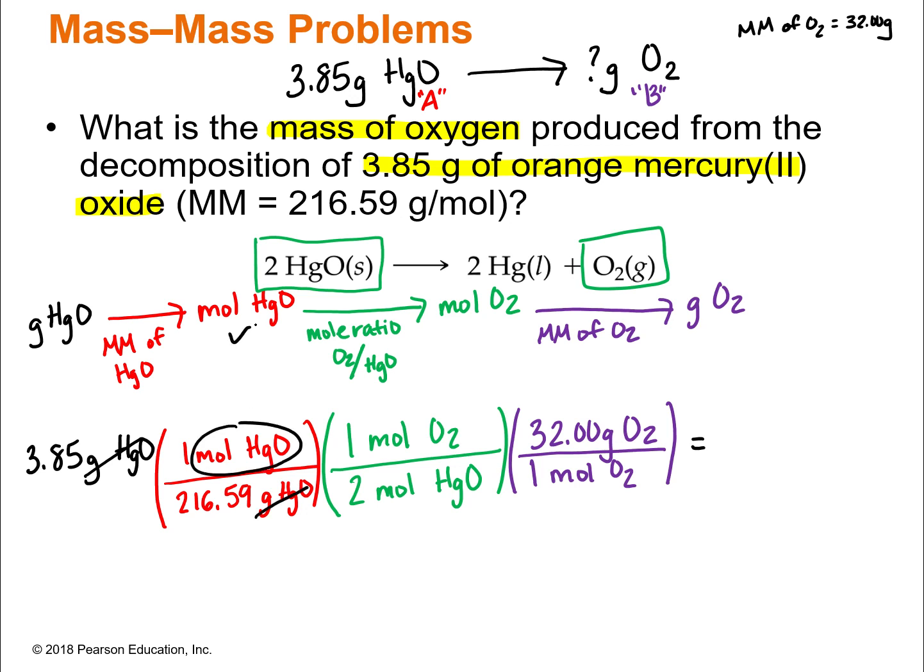First step, we get moles of mercury 2 oxide. Second step, we get moles of oxygen gas. Third step, we get grams of oxygen gas. We've got 3 sig figs here, so our answer should also have 3 sig figs. But if you wrote 0.28 instead of 0.284, you'd lose like half a point.